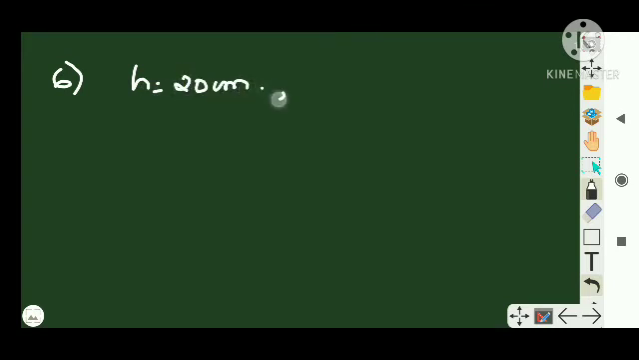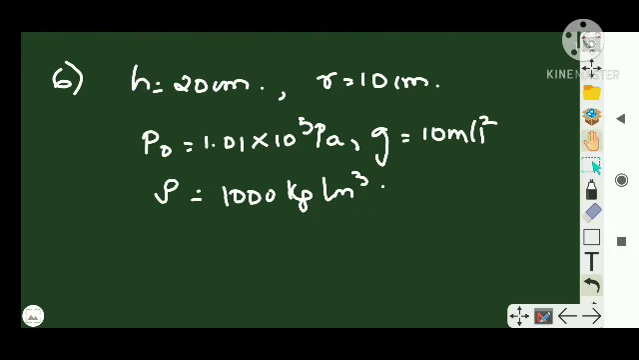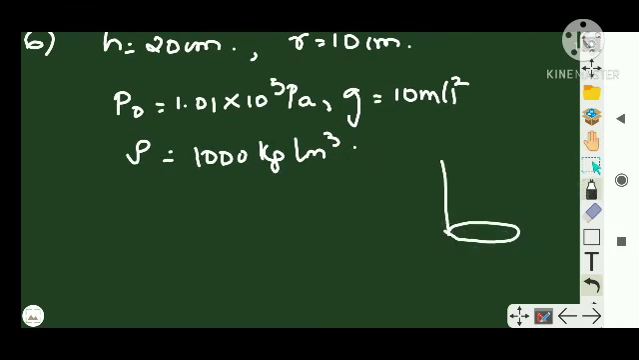Now the next question. Water is filled in a flask up to a height of 20 centimeter. The bottom of the flask is circular with a radius 10 centimeter. If the atmospheric pressure is given as 1.01 into 10 to the power 5 Pascal, find the force exerted on the water column if g is equal to 10 meter per second squared and density of water is given as 1000 kilogram per meter cube. So there is a flask like this, and to a height of 20 centimeter the water is there. The bottom of the flask is circular and its radius is 10 centimeter.